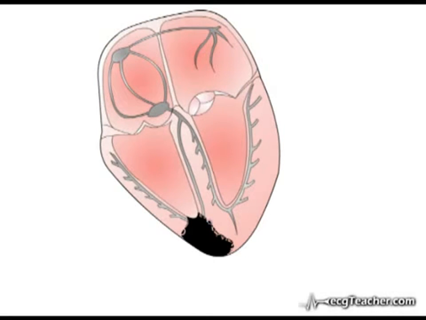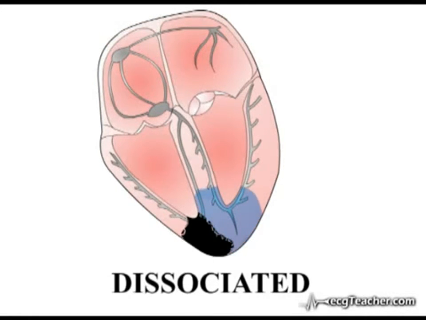Electrical events in the ventricles and atria are dissociated. The two regions are both doing their own thing, uninfluenced by one another.